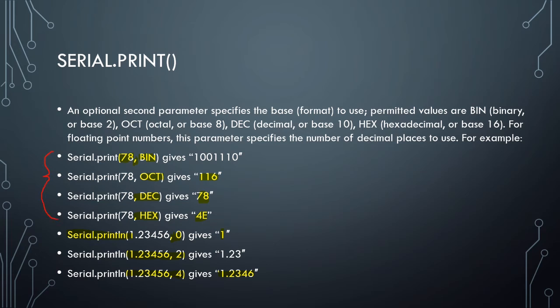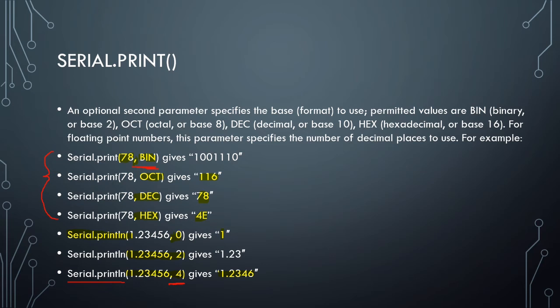These first 4 examples up here, try to group those together. These first 4, we do serial print as normal, and then a comma and the base that you want to use. And then to change the number of decimals that are displayed, we use serial print LN, and then a comma and the number of decimals that we want to see.